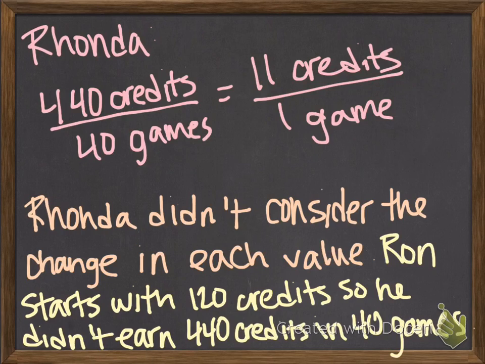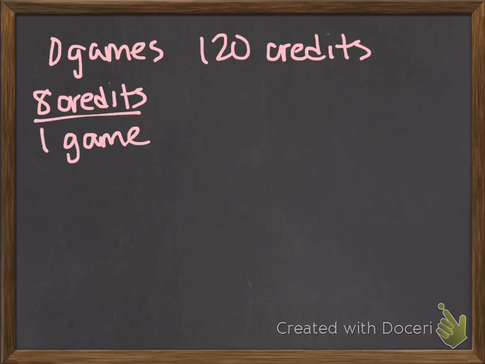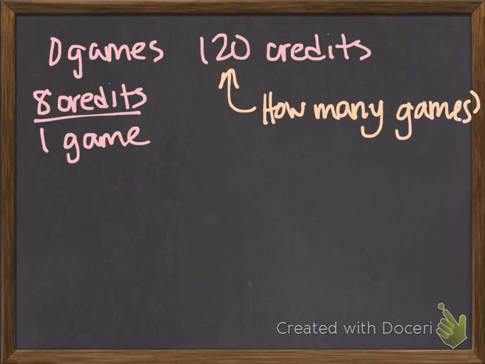Alright, number 6. Before Ron started winning games today, how many games had he won for which he had saved the credits on his player's card? Show your work. Let's make sense of this question real quick. He has 0 games and 120 credits, and he gets 8 credits per game won. Now 120 credits, we want to know how many games did it take for him to save 120 credits.